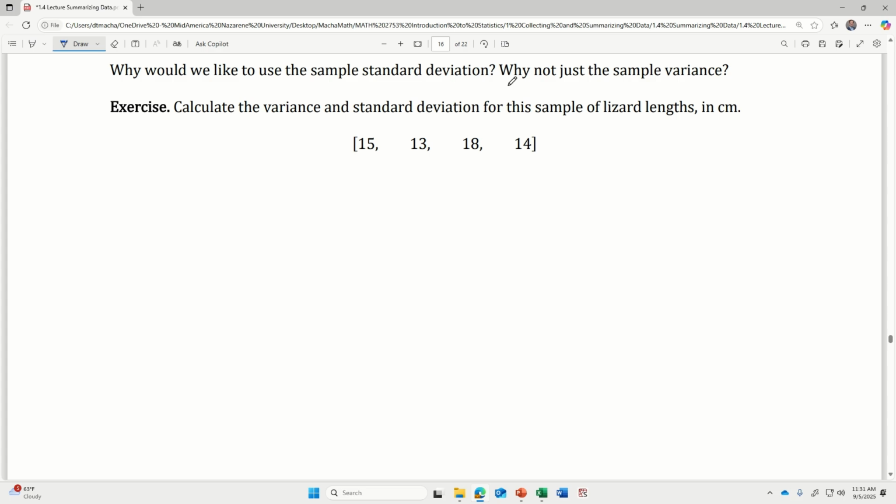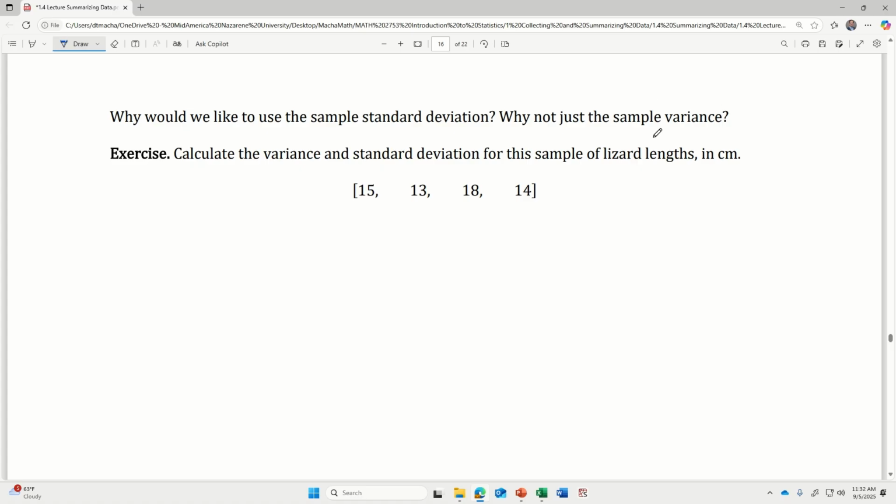Okay, so one question you might have is, the sample variance seemed like a good idea. It seemed like it had everything we needed to measure dispersion. Why would we like to use the sample standard deviation instead? To answer this question, we're going to calculate the variance for this sample. The variance formula is the one where we add up all of the deviations squared and then divide by the sample size minus 1.